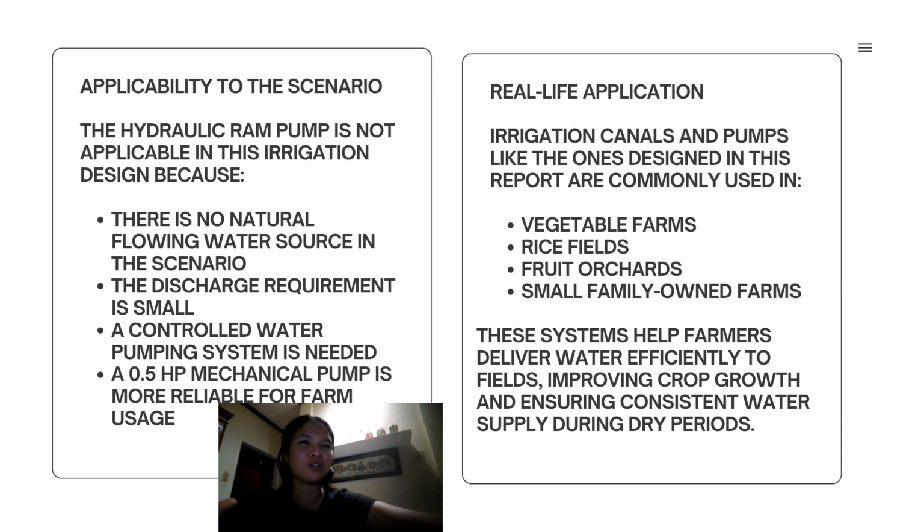Then maka-ensure po siya og consistent water supply during dry season, labi na kanang sobra na kainit, wala na kay tubig, di na pud kaayo ting-ulan.